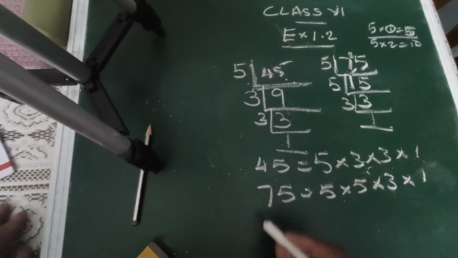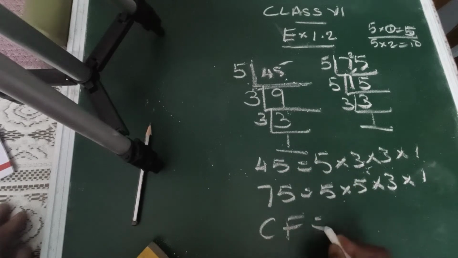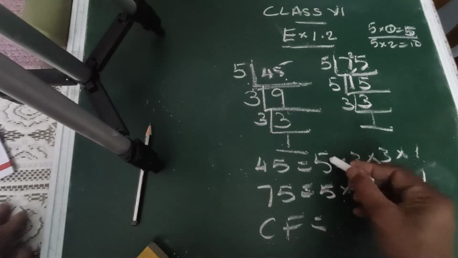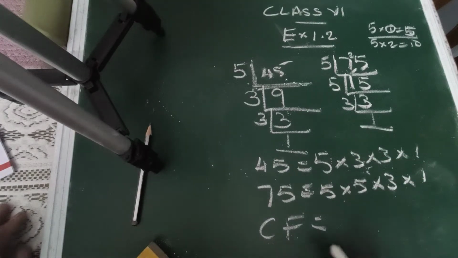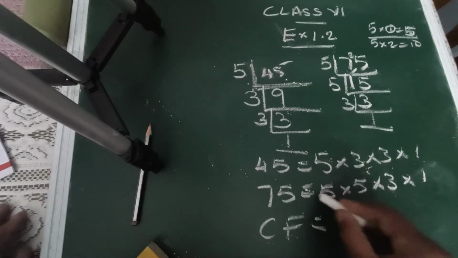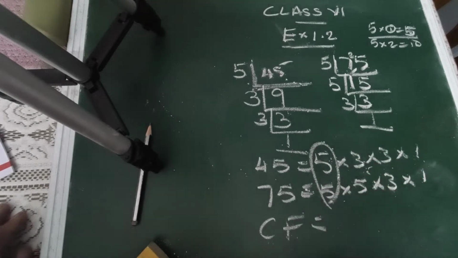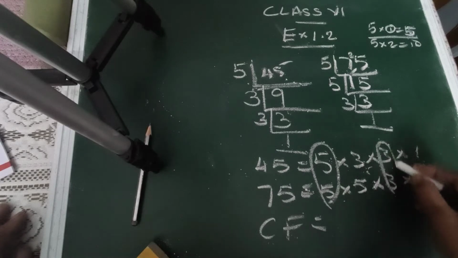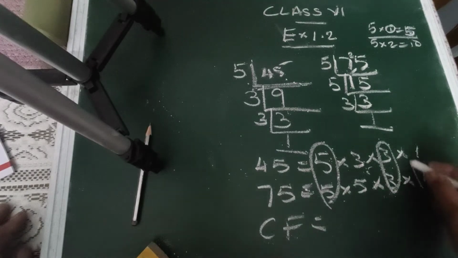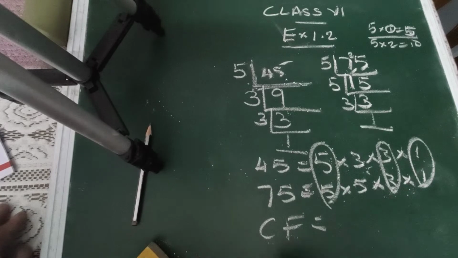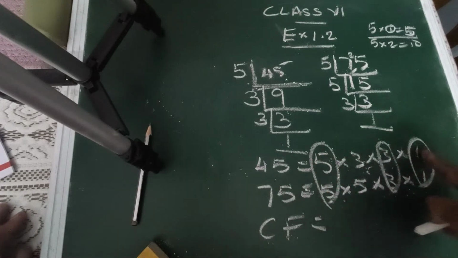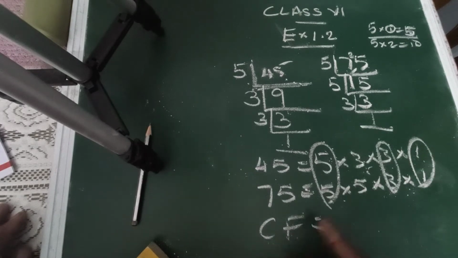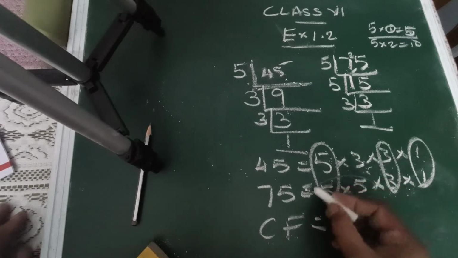Now, to find HCF, let us find common factors. What do you mean by common? C for common, F for factors. Common factors. The factor should be in both 45 and 75. Now tell me which are there. There is 5 in 45, there is 5 in 75. So this 5 is common. Next, 3 is there in 45, 3 is there in 75. 1 is there in 45, 1 is there in 75. Here we have 3, we don't have another 3. In this we have two 5s, but there is only one 5 in 45. So be careful, children. These two 5s, we cannot choose both.